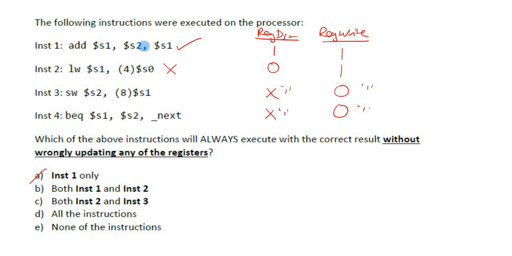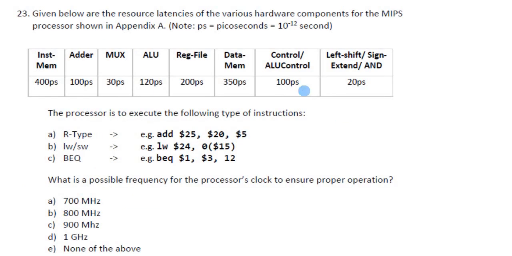Okay, in question 23, we are looking at the timing analysis. I will not go through the whole sequence here, but from our tutorial, we know that an R-type instruction like add will take 980 picoseconds, a load word instruction 1300 picoseconds, and the branch instruction is 800 picoseconds. And we are asked to find out what is the possible frequency.